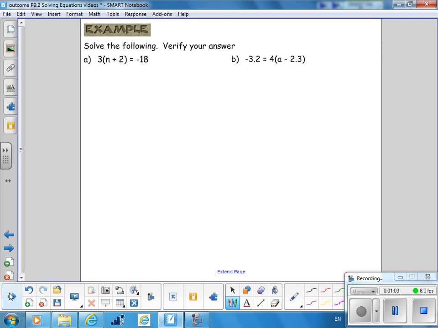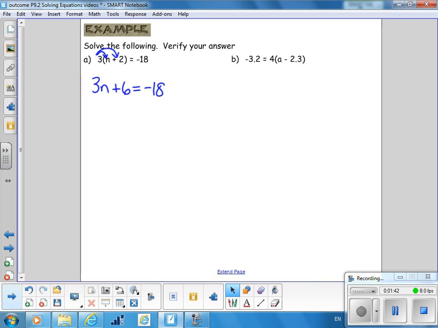So now we want to solve the following. Solve means find the value of the variable. When you have parentheses, again, there's more than one way that you may want to attack this question. But one of the common ways that people will solve it is by first of all distributing through the bracket. It's not the only way, but it's a common way. So we're going to distribute this 3 through the bracket. We're going to get 3n plus 6 equals negative 18. So now we want to solve for n. We want to find what value satisfies that so that the left-hand side equals the right-hand side.